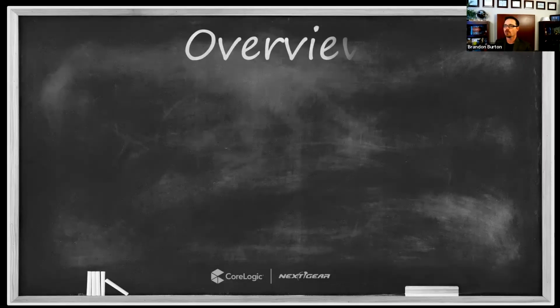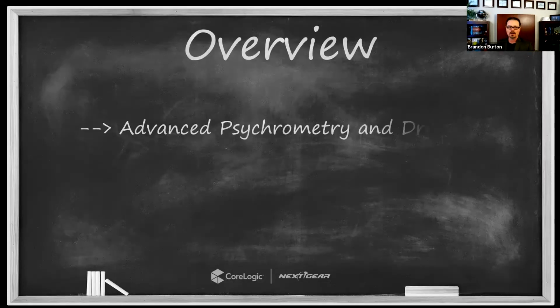So first, let me start with a little bit of an overview of what we're going to talk about today. Advanced psychrometry is something that really helps us understand how to balance a drying system and how to effectively expedite the way in which drying is going to occur within a project.